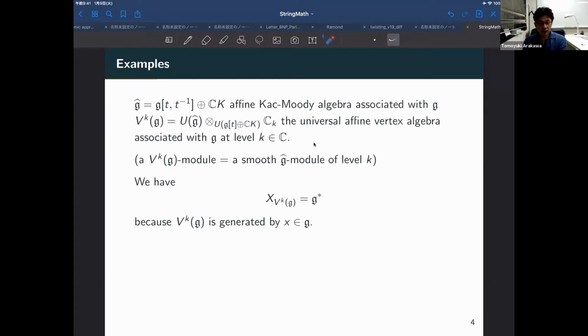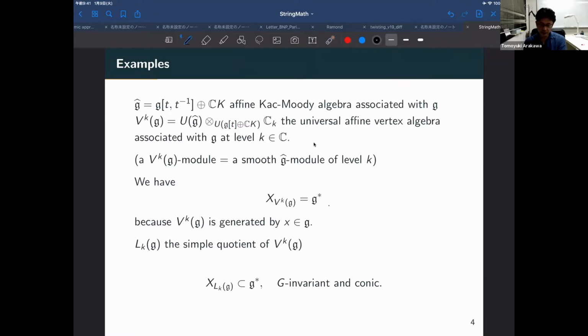So this is the case of the universal affine vertex algebra, but of course you can take the simple quotient, which I denote by L_k(G) as yesterday, and then there are some relations coming from null vectors. So the variety becomes a subvariety of this G star, which is invariant under the natural action of the group corresponding to G. In general, it's difficult to compute.